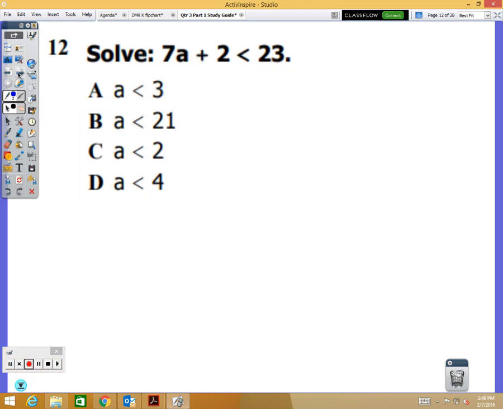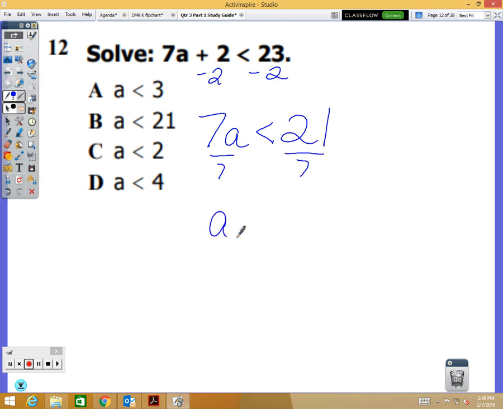Number 12. First step, number 12. Minus 2. That gives you 7A is less than 21. Then divide by 7. You're dividing by a positive. Your alligator, your inequality sign stays like it is. You're dividing by a positive. So that gives you A is less than 3, which is choice A. I think most people got that one right.